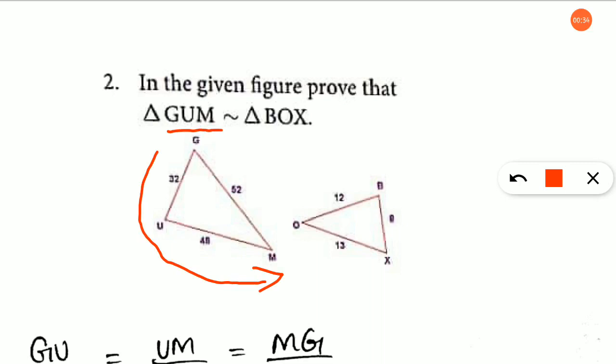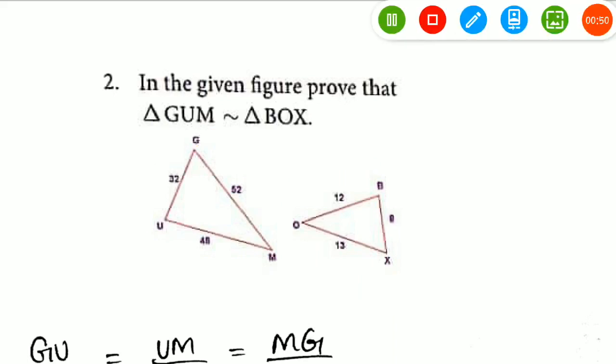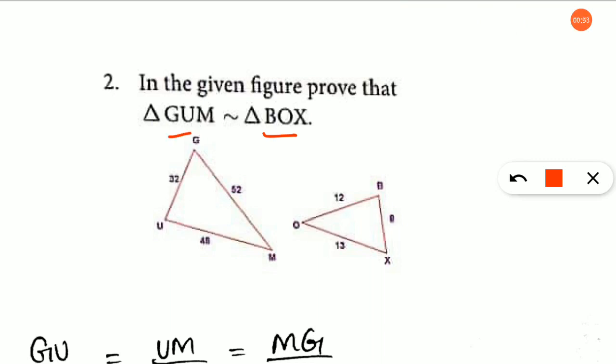You should follow this order continuously. And then look at the triangle BOX, B, O and X. So it should be followed in this order only. Now how will you find the corresponding sides? If you are taking GU, then the corresponding side for GU is BO. The first two alphabets should correspond to the first two alphabets in the other triangle also. So when you are finding the corresponding sides for two triangles, you can divide them. That is the rule.